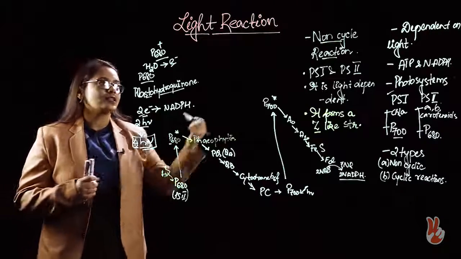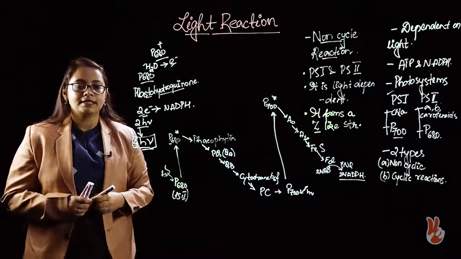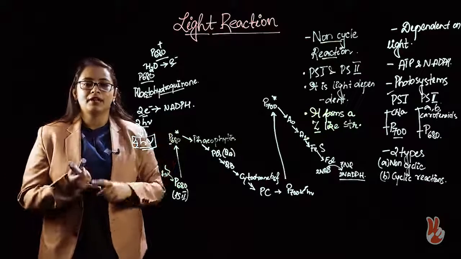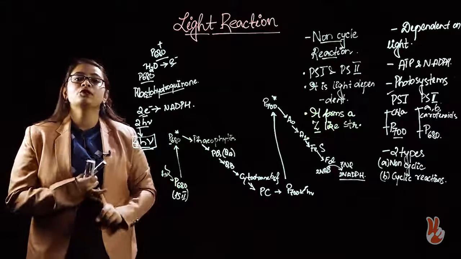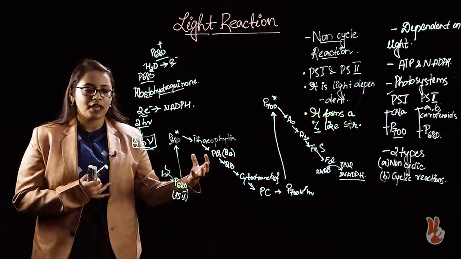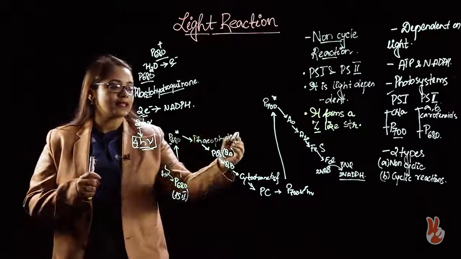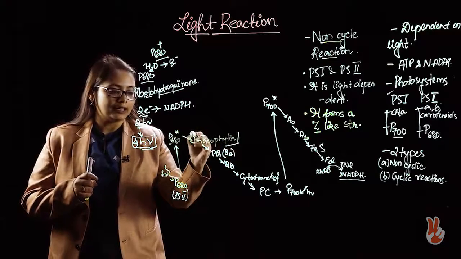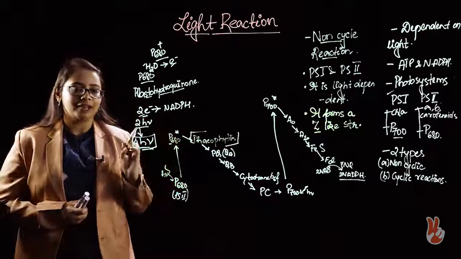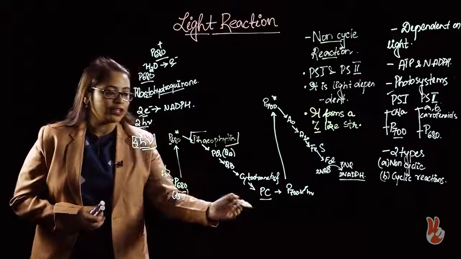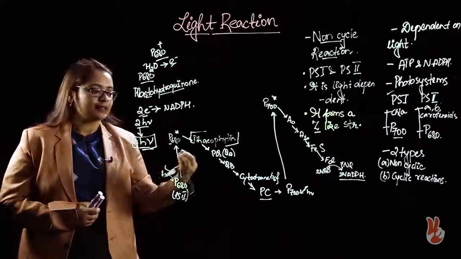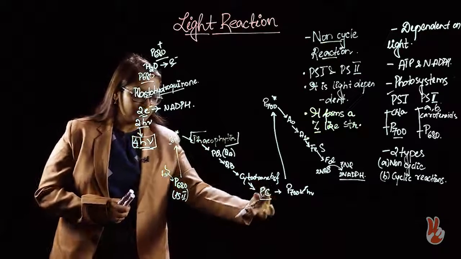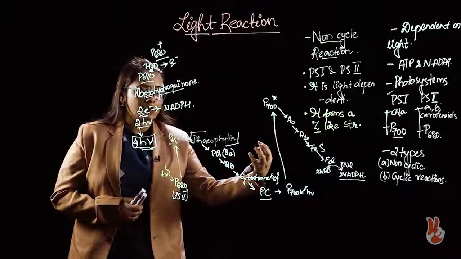So in this video we have got an idea about what is non-cyclic reaction, what are the types of photosystems that are involved in this reaction, what is the first acceptor of electron in case of a non-cyclic reaction, and what is the linker molecule which will link photosystem 2 to photosystem 1.